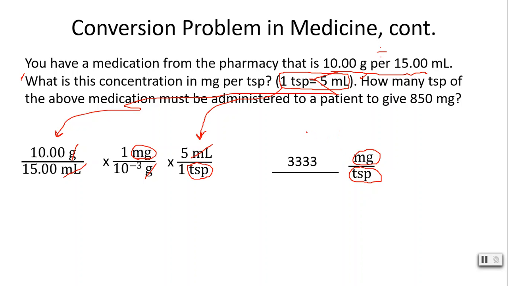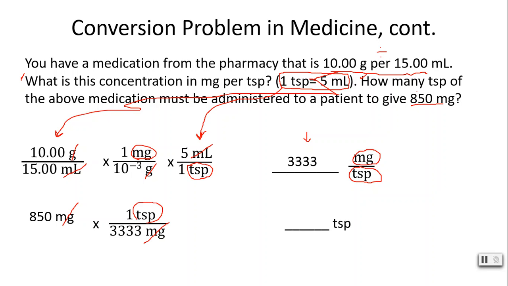We're going to use this answer along with the given of 850 milligrams to solve the second problem, which is how many teaspoons of that medication should be administered to a patient to give 850 milligrams. So my given is 850 milligrams. I am looking for teaspoons. I know from the first part of the problem that I have 3,333 milligrams per teaspoon. And note again that I've written that as a conversion factor, and I've written it with the 3,333 in the denominator because I want my units to cancel properly.